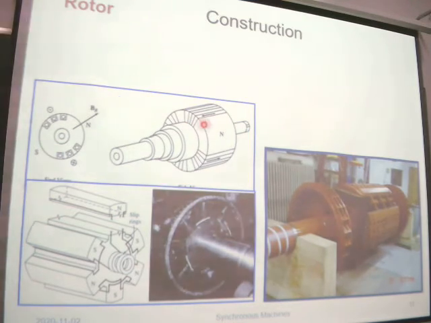The rotor, as we know, is the rotating part of the machine. This is the model. It produces magnetic flux when it is excited by DC voltage. The DC voltage is supplied through the slip rings here. DC windings are placed in the rotor slots.